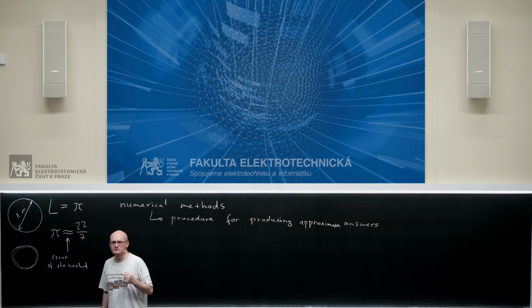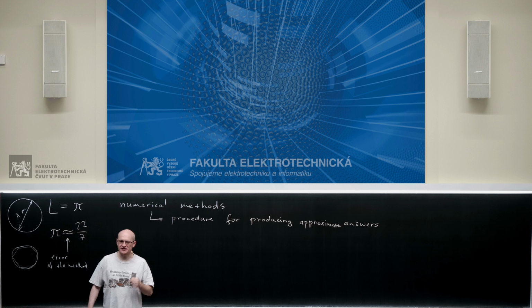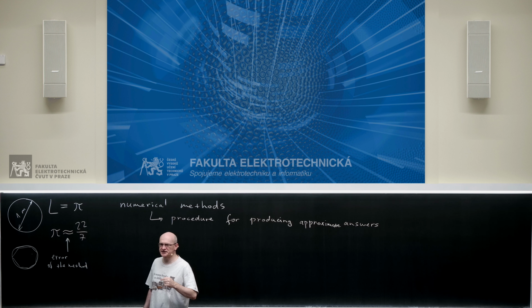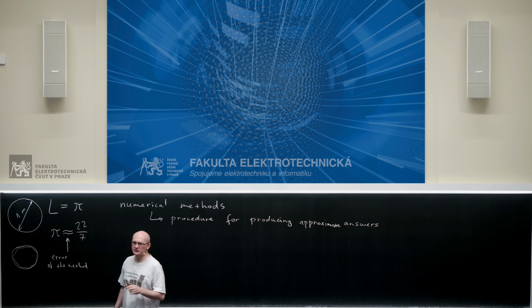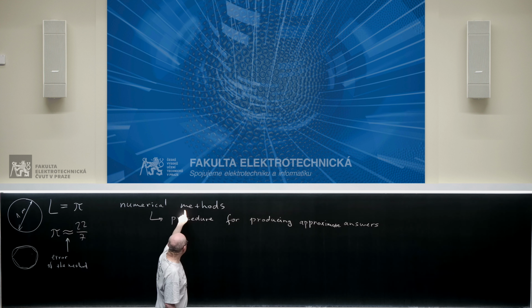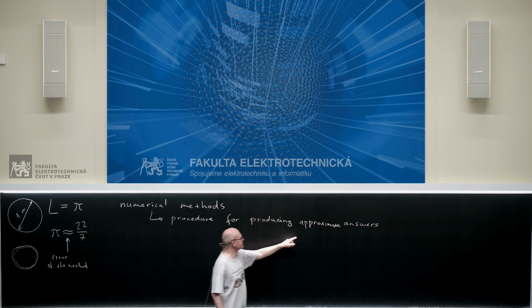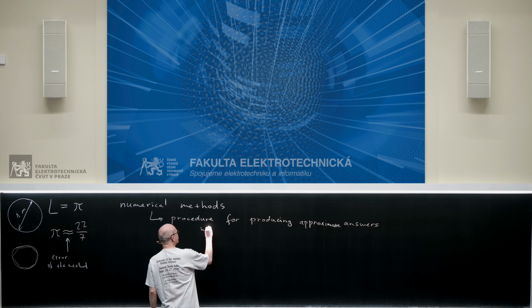And that's exactly the moment where the Archimedes approach becomes very fruitful, because Archimedes knew very well that he could actually adjust it and produce approximations of pi of arbitrary precision. So, numerical method is a procedure for producing approximate answers with arbitrary precision.